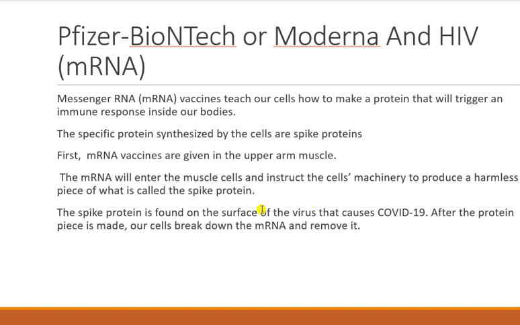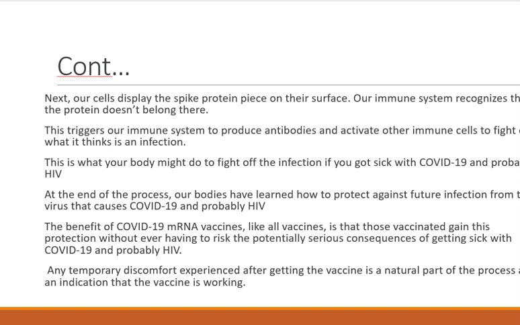What is interesting here is that the spike protein is found on the surface of the virus that causes COVID-19, and after the protein piece is made, our cells break down the mRNA and remove it. That means that once you're vaccinated and the vaccine has done its work, it is removed and is no longer needed in the circulation. The same concept, this is a continuation of the wording, which you can take for your own. I'll give you time to go through it and read and understand.